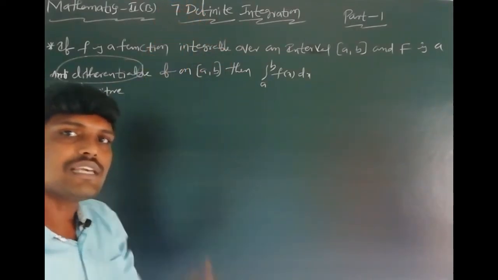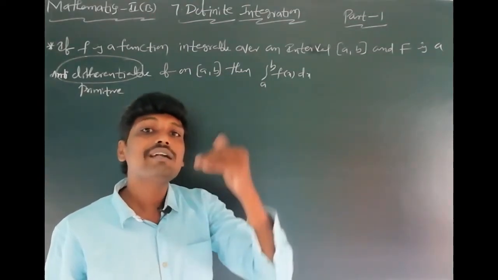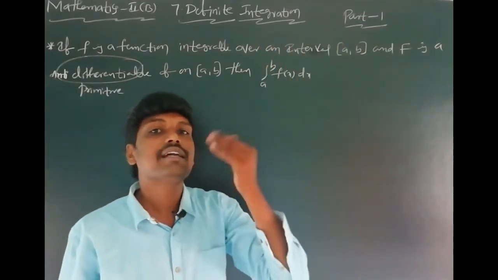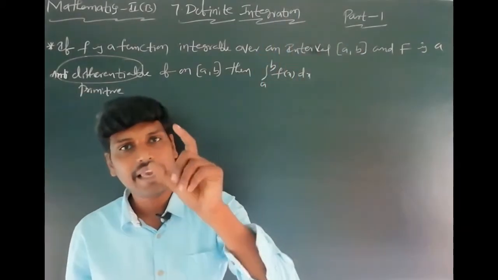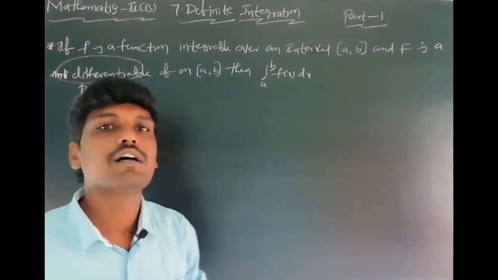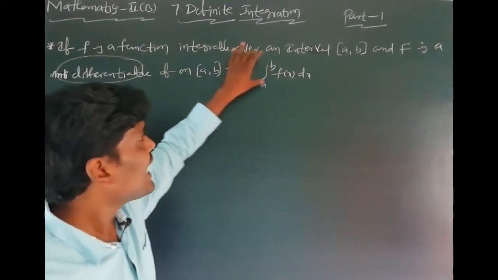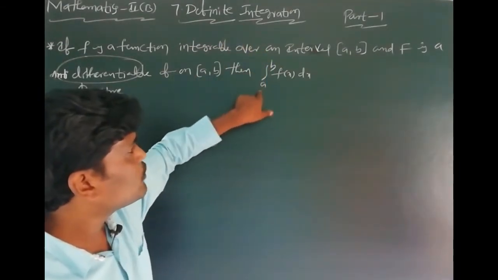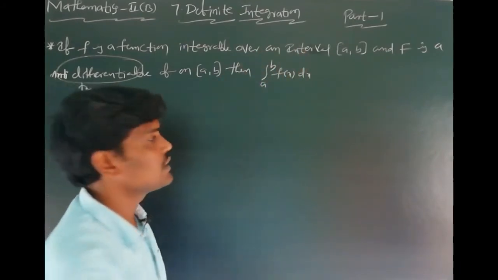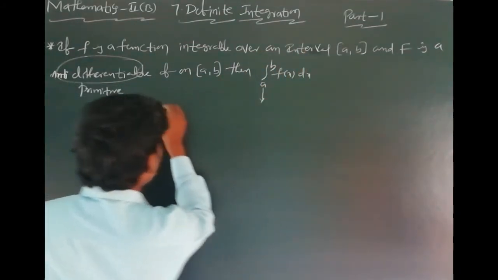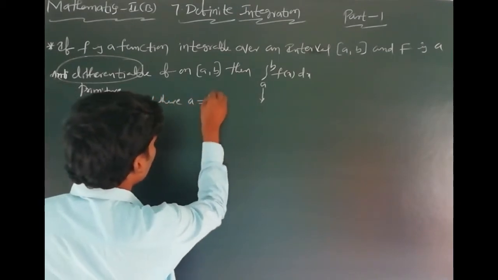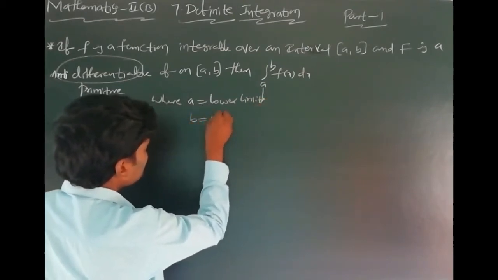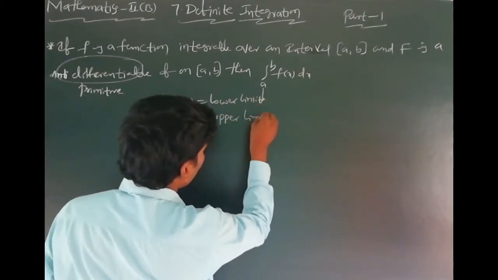Here small f is an integrable function on the interval a comma b. Capital F is an antiderivative of f on the interval a comma b. This antiderivative is also called the primitive. Then integral a to b f of x dx is equal to, where a is the lower limit and b is the upper limit.